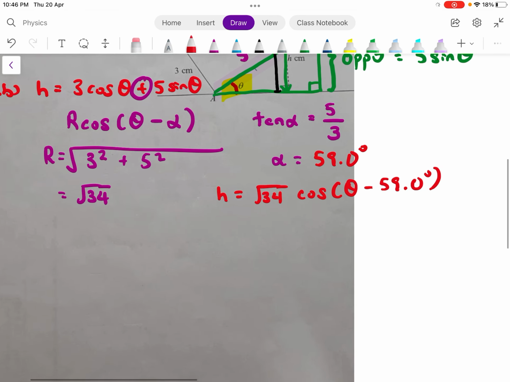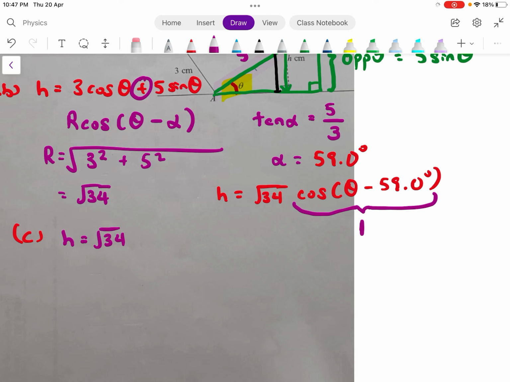Okay, always remember, if you look at C, look at your answer for H, or in terms of the R formula. Always remember this part, always look at this part. The maximum value you can go for cosine of whatever is 1. So the maximum value is square root 34 multiplied by 1, which gives you square root 34. So that is for the first part.